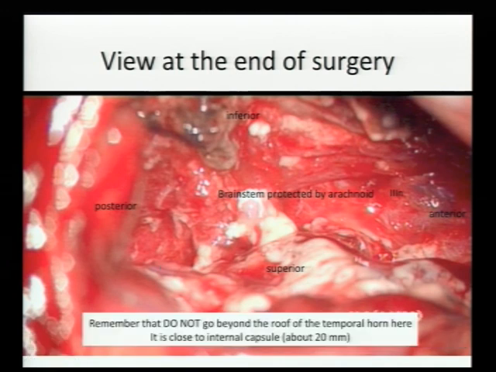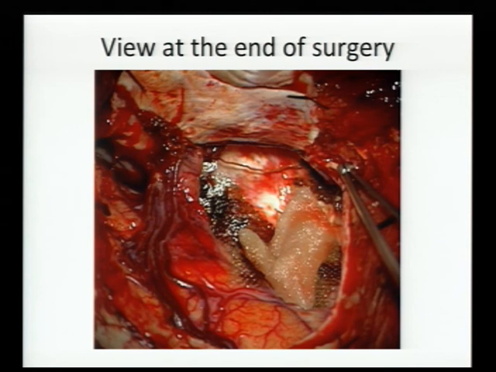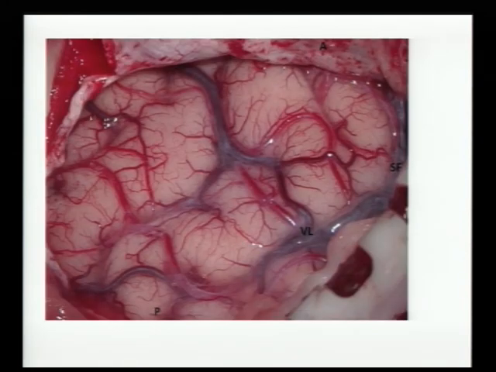Once again, do not go beyond the roof of the temporal horn because it's very close to the internal capsule. So this is how it looks at the end of surgery. You have to achieve meticulous hemostasis because if there is blood there, it may be very, very uncommon, but we have seen incidences of vasospasm occurring.